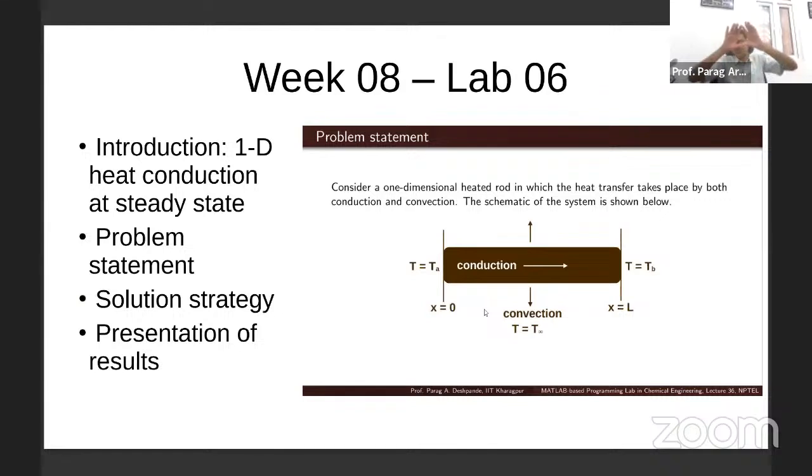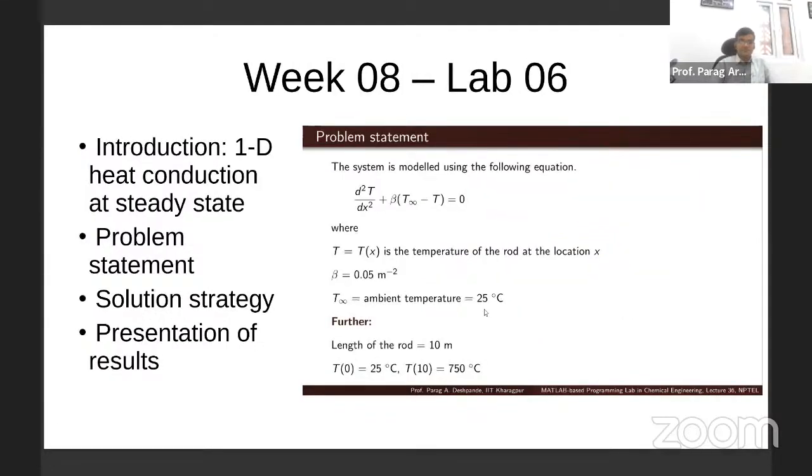The problem statement was that you have a one-dimensional rod. The rod was maintained at two ends at two different temperatures, so TB at one end, T at the other end, and then there was the possibility of convection. The convection was from the rod to the environment, and we wanted to know the temperature profile. A temperature profile: what is the temperature at different locations in the rod, right?